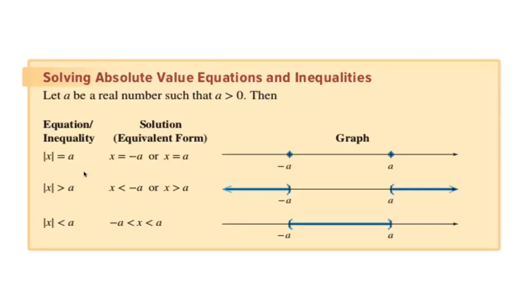And so this is how we want to summarize the absolute value equations and inequalities. If absolute value of x is a, then x is negative a or positive a. If the absolute value of x is greater than a, that means x is less than negative a or x is greater than positive a. And if the absolute value of x is less than a, that means we are between negative a and positive a. So we have to memorize those three cases.